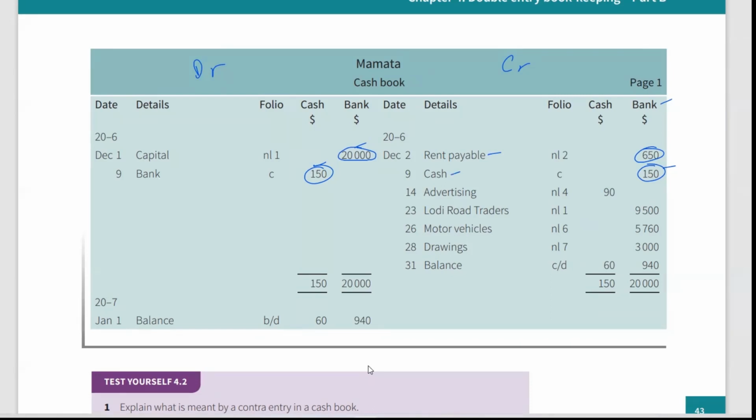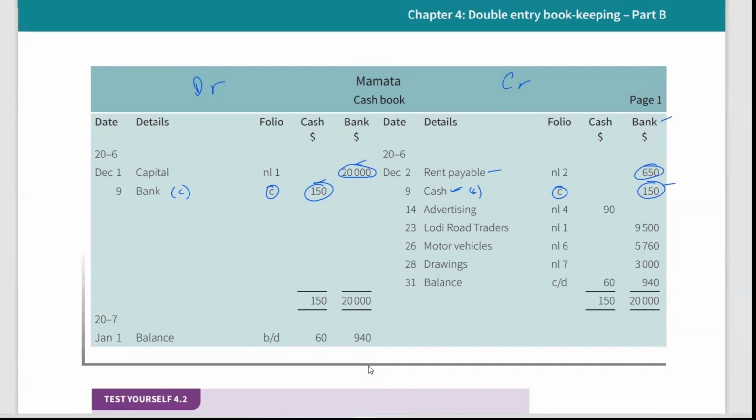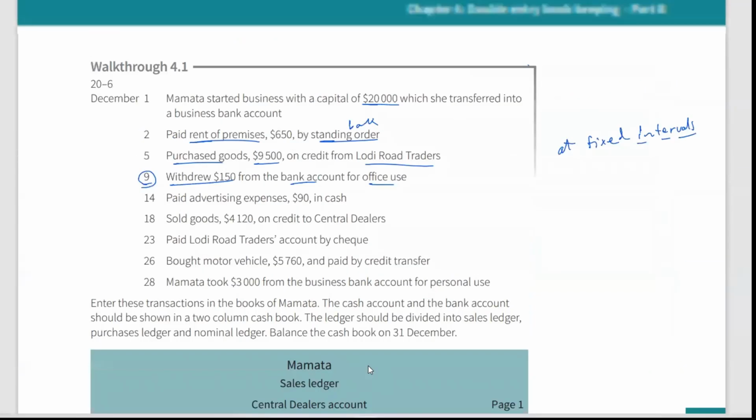This just gives the reason why something is debit or something is credit. So if bank is credit, why is it credit? Because the money went into cash. And it's a contra entry. That's why we wrote the C. You can do that in the exam. Now, in the exam, you don't have a folio column, but next to this, you can write C in brackets, to show that it's a contra entry. Let's move on to the next one.